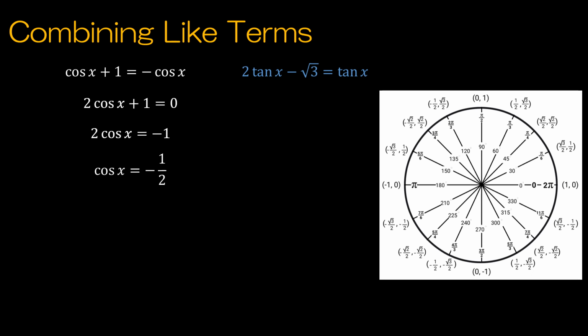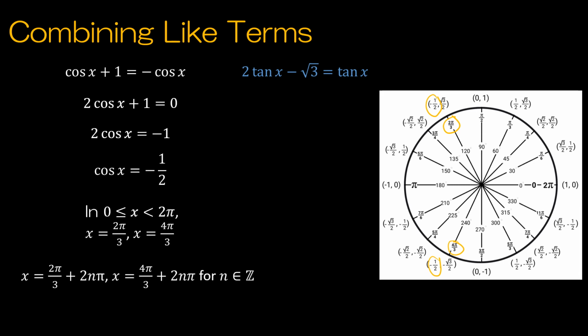Then I would divide by 2 on each side to get cosine of x is equal to negative 1/2. Remember that cosine is the x value in the unit circle. So I'm looking for where the x value is negative 1/2. And that's here at 2 pi over 3 and at 4 pi over 3. So I know those are my two solutions within the interval 0 to 2 pi. So my final solutions will use those solutions plus 2 pi n, for n is an integer. And again, we'll do that because our period is 2 pi.